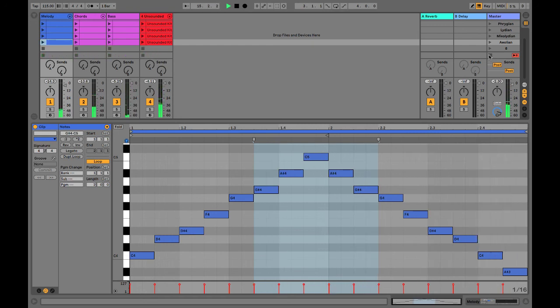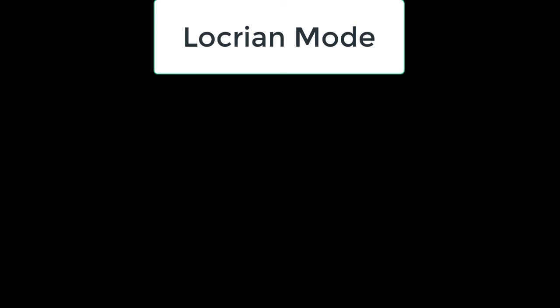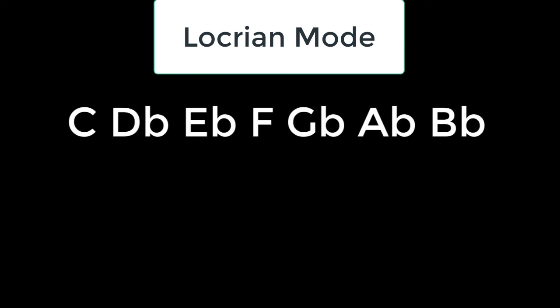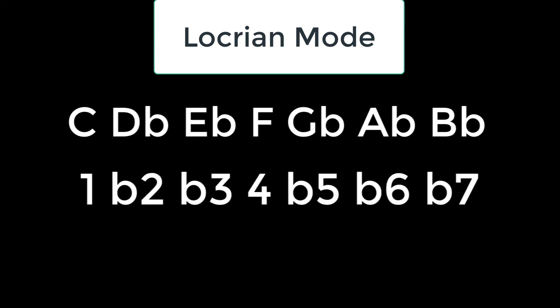Last and certainly least is the Locrian mode. The scale notes are C, D flat, E flat, F, G flat, A flat, B flat. 1, flat 2, flat 3, 4, flat 5, flat 6, flat 7. What does this sound like? With C as the tonic, the sun, the gravity.